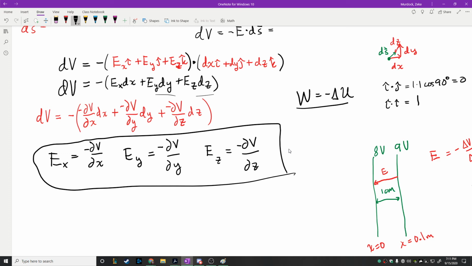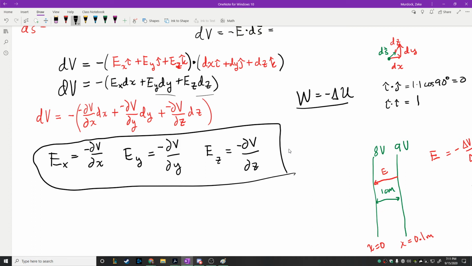Just like gravity. When gravity does positive work, it pulls things down, right? When gravity does negative work, that's an object being lifted up and increasing its potential energy. So there we go. That's our relationship.